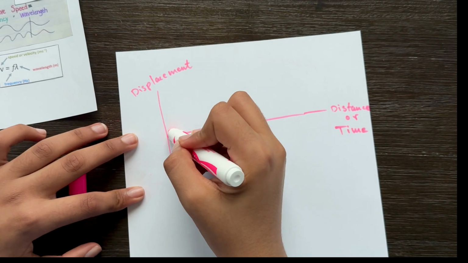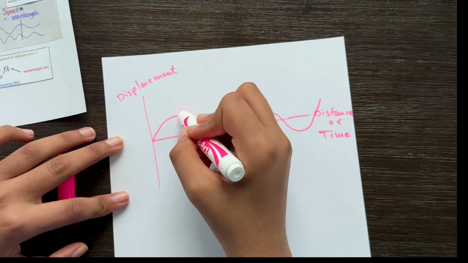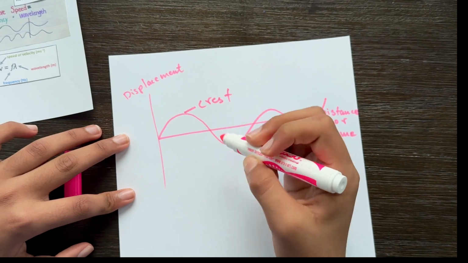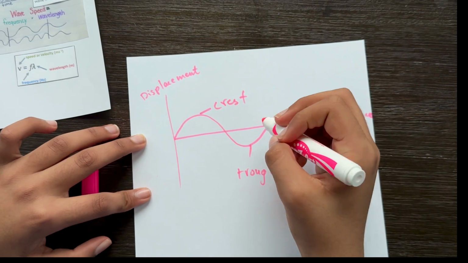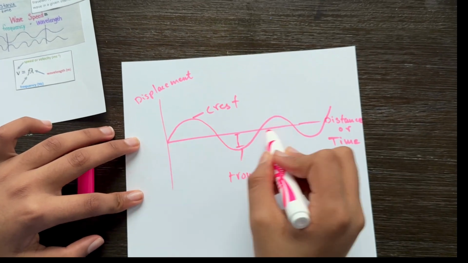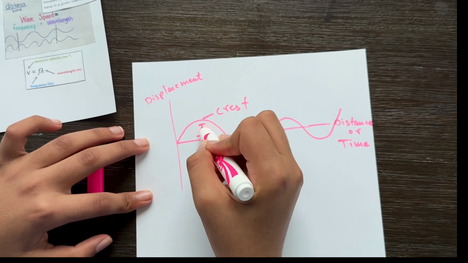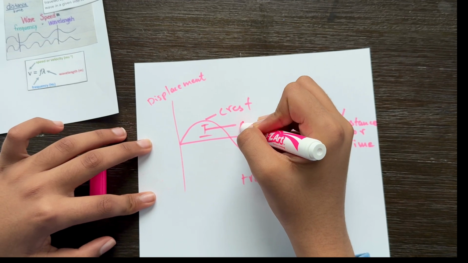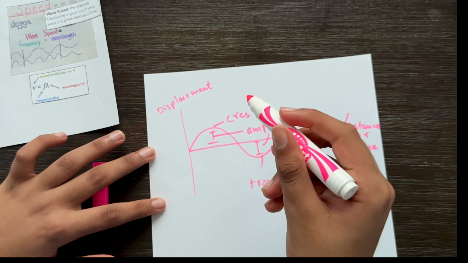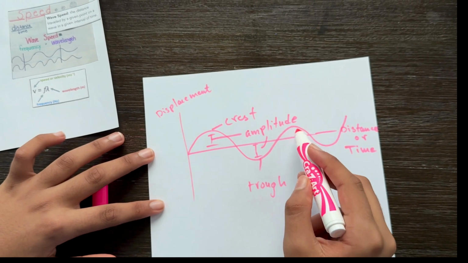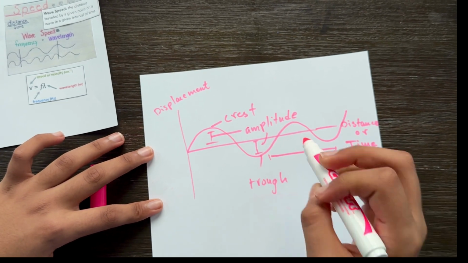Now, this wave, I'm just going to draw a wave. This is an example wave over here. The top part is the crest. The bottom part is the trough. And the distance between this horizontal line and the trough, or the distance between the horizontal line and the crest, is called the amplitude. This is also the amplitude. And the distance between this crest and this crest, or the difference between this trough and this trough, is called the wavelength.